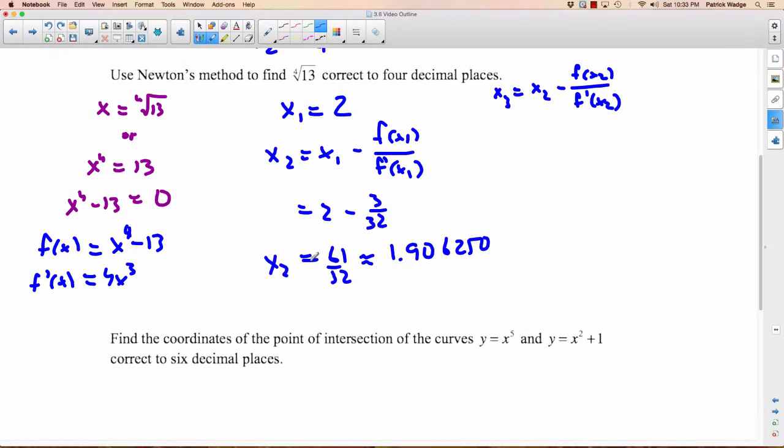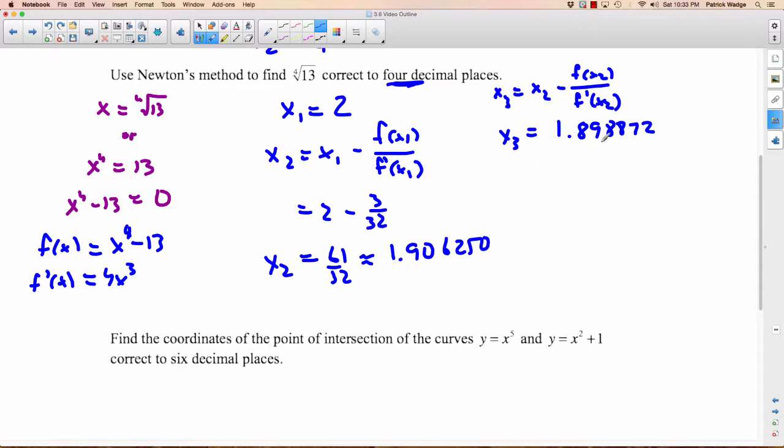This is my x2 answer, and I have as my x3 answer 1.898872. I'm going to go to 6 decimal places. Although it actually says I only have to go to 4. But still, you want to put at least 5. You'll know why in a second.